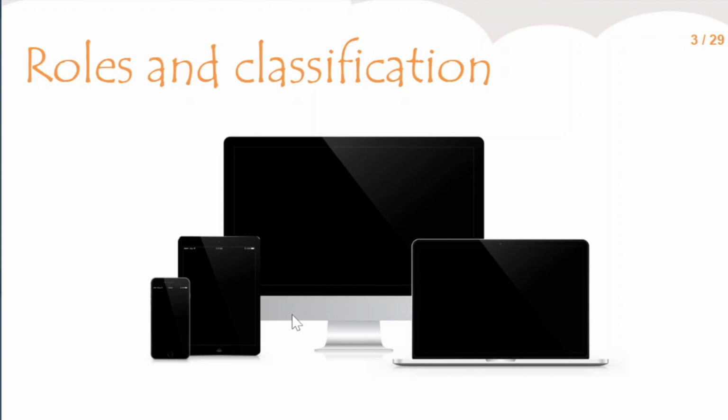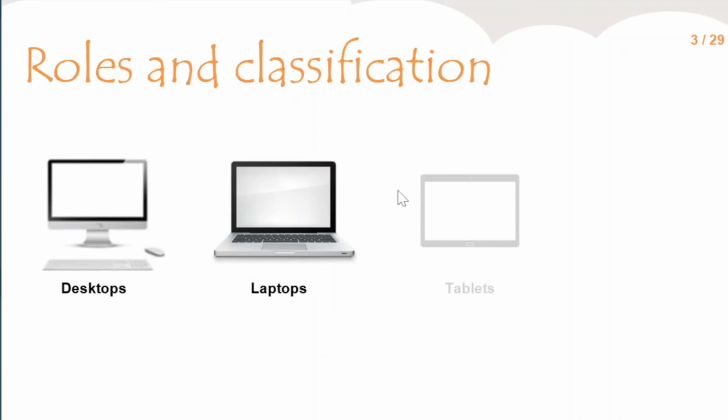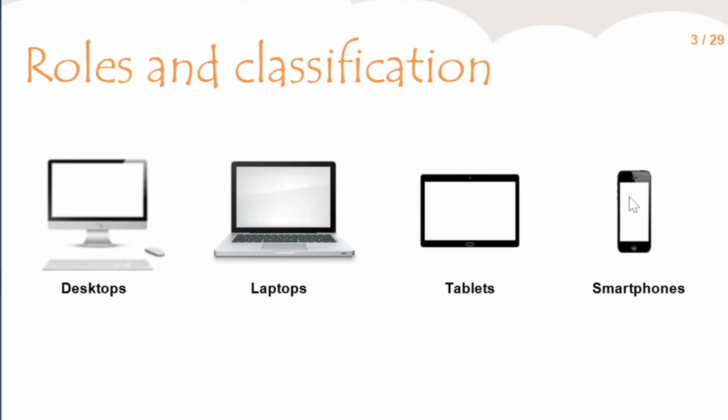Computer devices can be broadly categorized according to their size or usage into four main categories: desktops, laptops, tablets, and smartphones. Click Next to learn about these devices in detail.